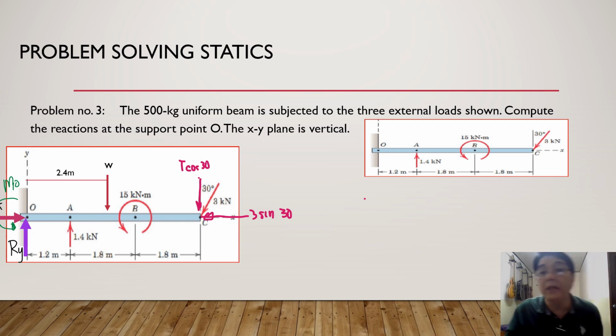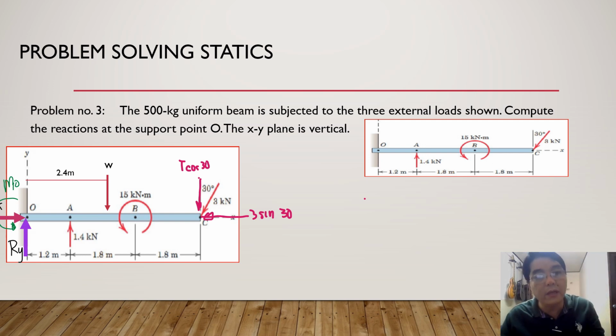Now we have a concentrated load here, which is called an inclined load that is making 30 degrees with the vertical, that is 3 kilonewton. The application of that load is how many meters? That is 4.8 meters from the support.